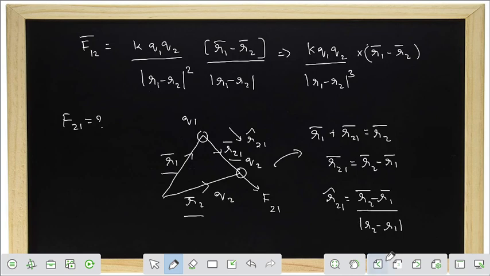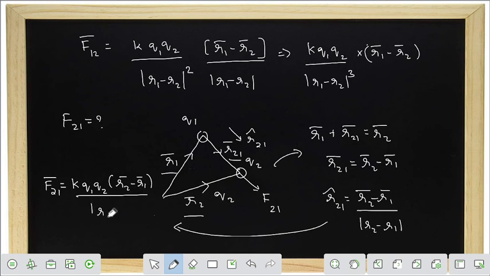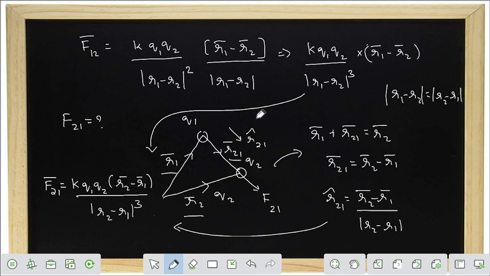Now when you write F21 bar using this, the final value we get is F21 bar is equal to K Q1 Q2 into (r2 bar minus r1 bar) divided by modulus of r2 minus r1 whole cube. Basically this is the same format of formula we got here. We know modulus of r1 minus r2 is equal to modulus of r2 minus r1. Anyhow it is the same, so we can equate those two.